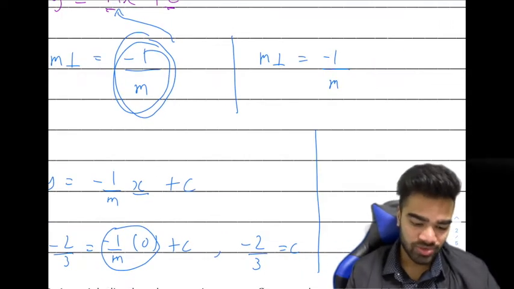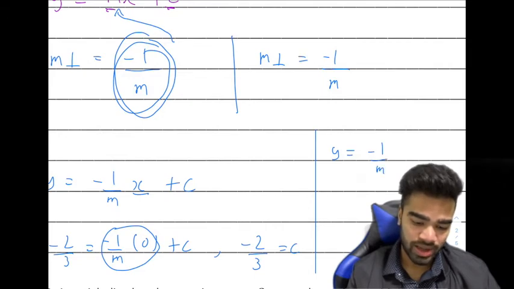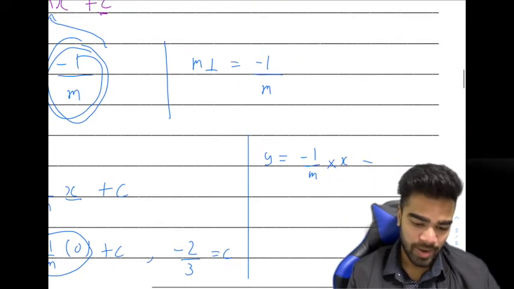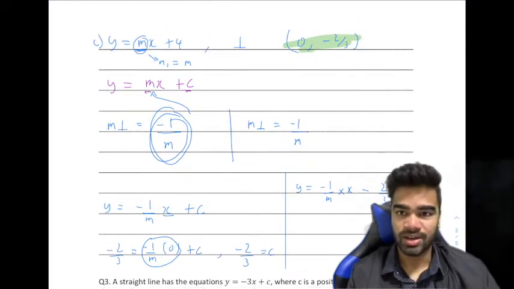So what's our equation of the perpendicular gradient? Perpendicular line is going to be negative 1 on m multiplied by x minus c, which is 2 on 3. Okay, so that's pretty much the working out for that part C.